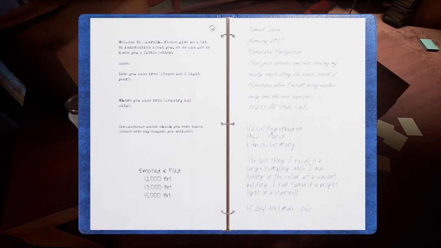Uzil Regenbogen, 1942, March, Lübeck, Germany. The last thing I recall is a large rumbling while I was hiding in the cellar of a vacant building. I ran toward a bright light in a stairwell. 15,841 AH, male 26. Okay.